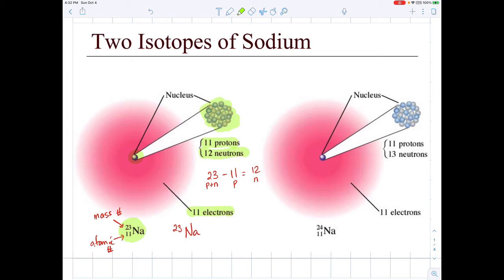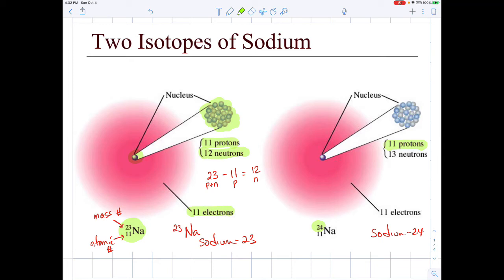On the right-hand side, we have another isotope of sodium. This time it's sodium-24. Notice how you'd write the names of these things. The one on the left would be sodium-23. The one on the right is sodium-24 because its mass number is 24. Now the difference between the two isotopes, sodium-24 has one more neutron.